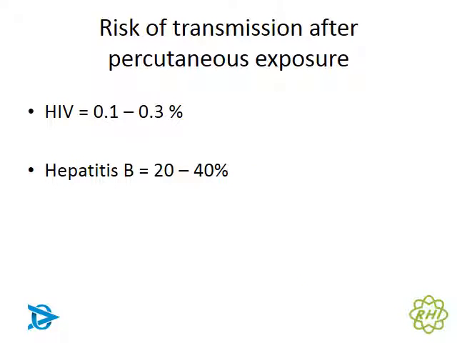So the worrying statistic regarding the transmission after percutaneous exposure to a needle, like a needle stick injury, in HIV and hepatitis B is that hepatitis B is much more infective than HIV. So you can see the HIV rate there is as little as 0.1 to 0.3%. And what hepatitis B can have is 20 to 40% risk of exposure, especially if they've got a very high hepatitis B viral load.